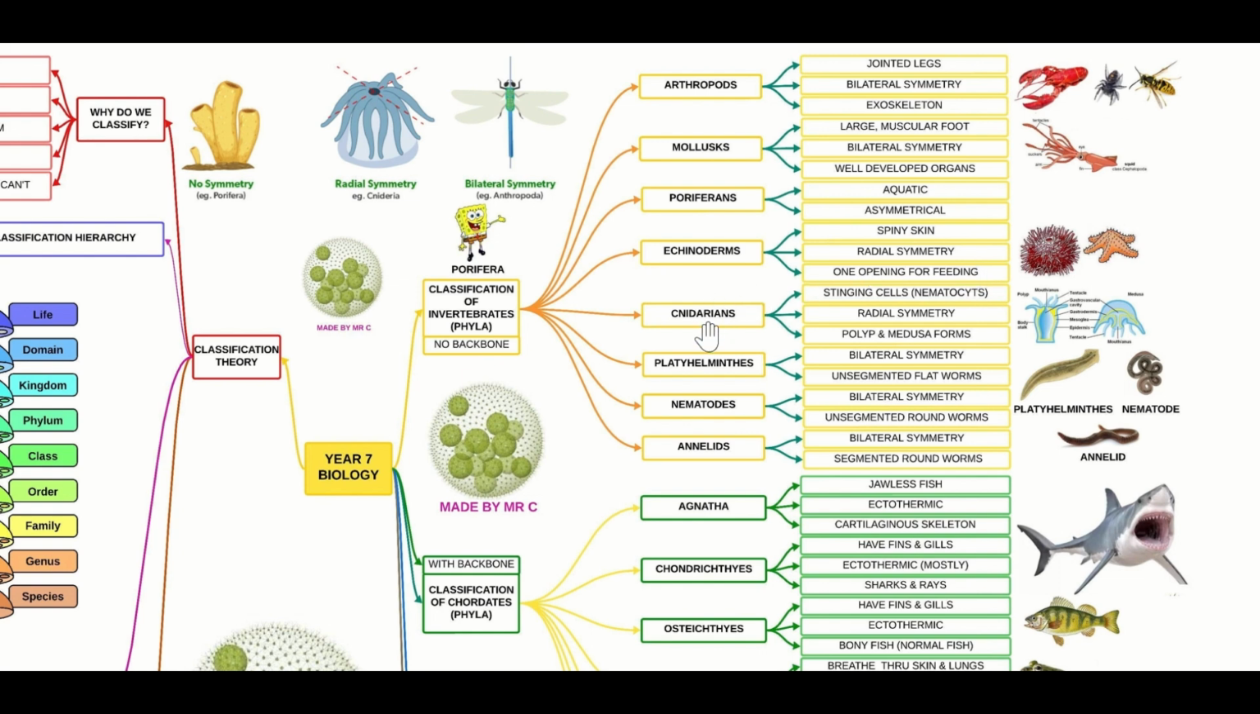All right, then we have cnidarians. Now it's got a silent C at the front, and cnidarians have stinging cells called nematocysts. They have radial symmetry, and there's two forms. There's the polyp, which is coral, and the medusa form, which is a jellyfish.